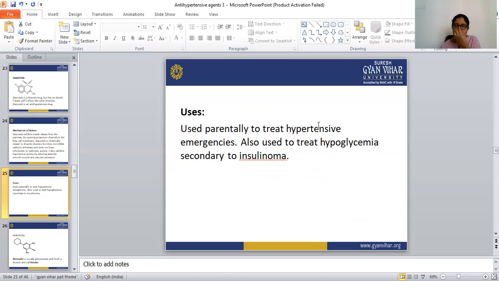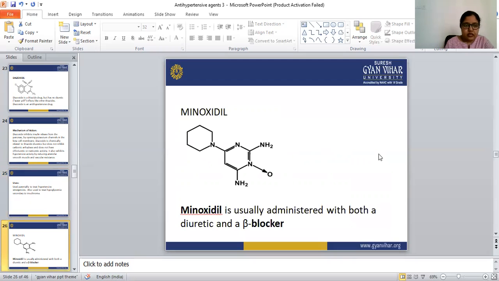When this drug is given by the parenteral route, it is used to treat hypertensive emergencies. It is also used to treat hypoglycemia secondary to hyperinsulinemia, so it is used for hypoglycemia as well as an antihypertensive agent. The next drug is minoxidil. This is the structure of minoxidil, which is usually administered with both a diuretic and a beta blocker.